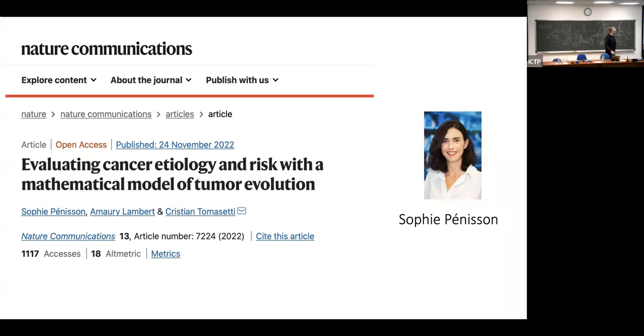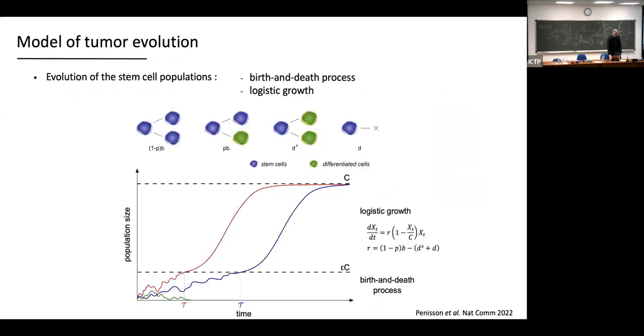So I started going over something that we just published, with Maria and Sophie. Sophie, first author, is sitting in the room. I think I described the basic idea of modeling every time you get hit by a driver mutation. The idea in the model is to consider a stochastic phase until you hit a size epsilon C, where C is the carrying capacity.